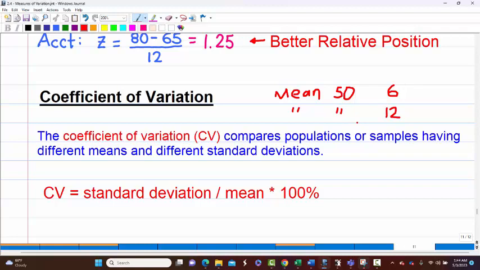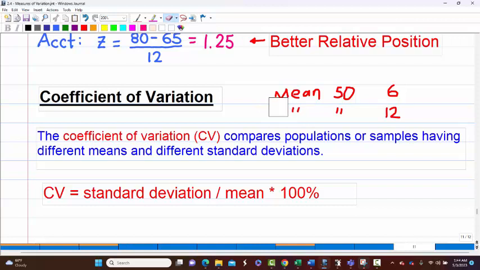If they're both the same mean, 50 and 50, 6 and 12, that standard deviation measures how spread out the data is. That tells you for sure that the data is more spread out for the data set with a standard deviation of 12. However, if they're different means and different standard deviations, you can't just compare the standard deviations.